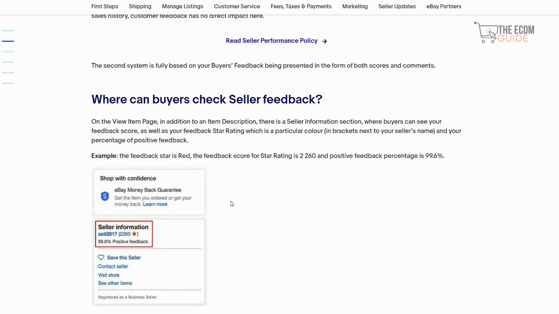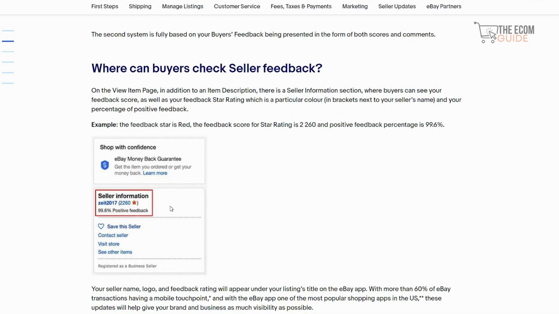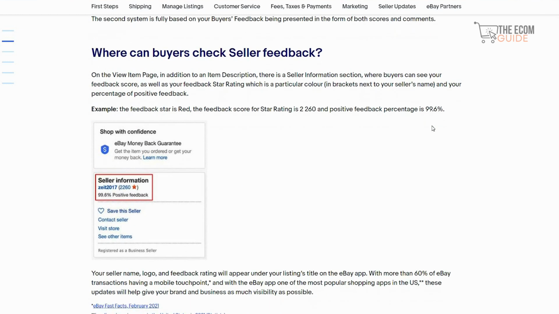So on the view item page, in addition to the item description, there's a seller information section, guys, which is crucial. This is where buyers can see your feedback score as well as your feedback star rating, which is a particular color in brackets next to your seller's name, and your percentage of positive feedback. The feedback star is going to be in red, and the feedback score rating is going to be 2,260 for this particular individual, and the positive feedback percentage is going to be 99.6%.